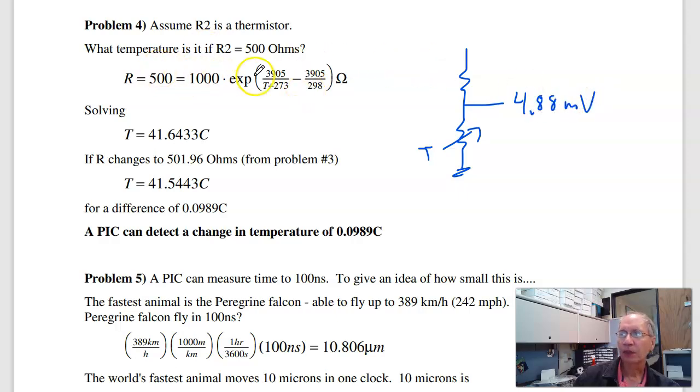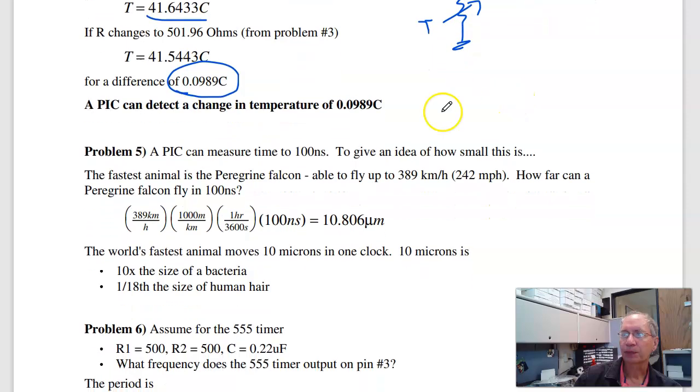To do that, this is the relationship between resistance and temperature for the thermistor. At 500 ohms, solving for temperature is 41.6433 degrees Celsius. If, on the other hand, you are at 501.96 ohms, meaning the voltage changed by 4.88 millivolts, solving for temperature is 41.5443 degrees Celsius, for a difference of 0.098. So that's the resolution of this as a temperature sensor. I can read temperature down to about 0.1 degrees Celsius. That's for the A to D converter.